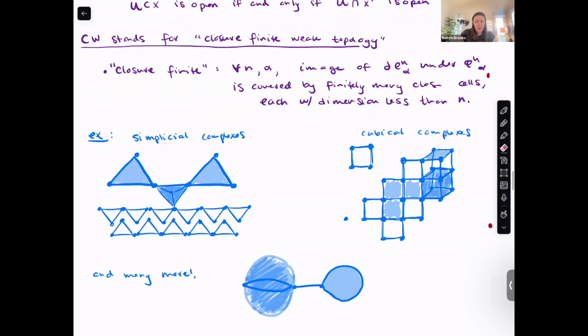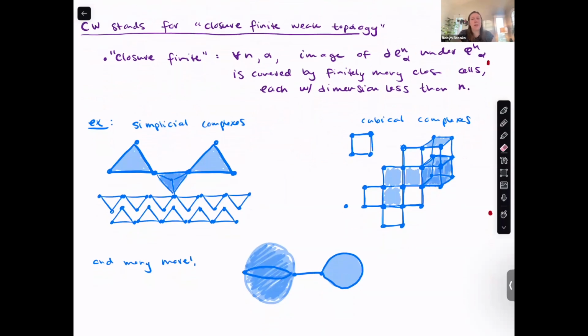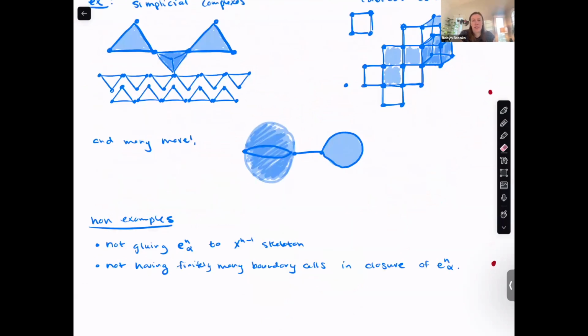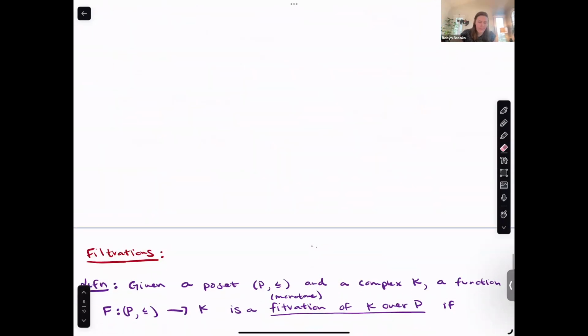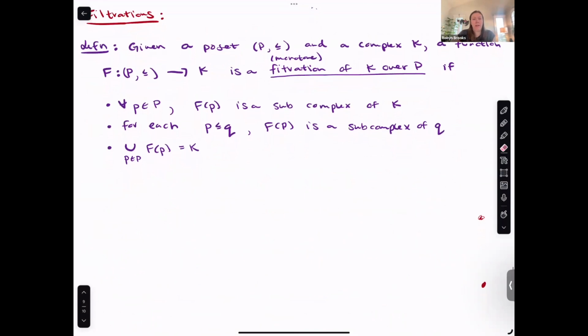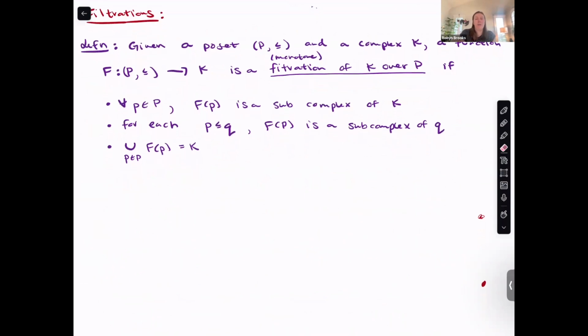So let's look at some examples. Both simplicial complexes and cubical complexes are CW complexes, but there are also many more. Non-examples for CW complexes are going to be spaces where we have an n-cell that wasn't glued to the n-1 skeleton, or if we create something that's not closure finite. So for example, if we had a disk with infinitely many zero-cells as its boundary, that wouldn't be closure finite.